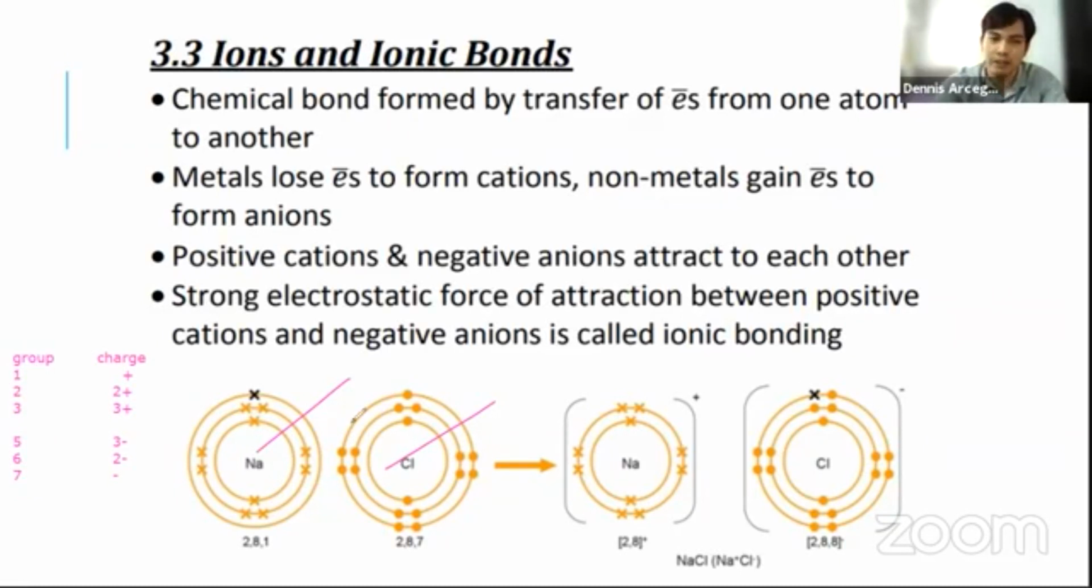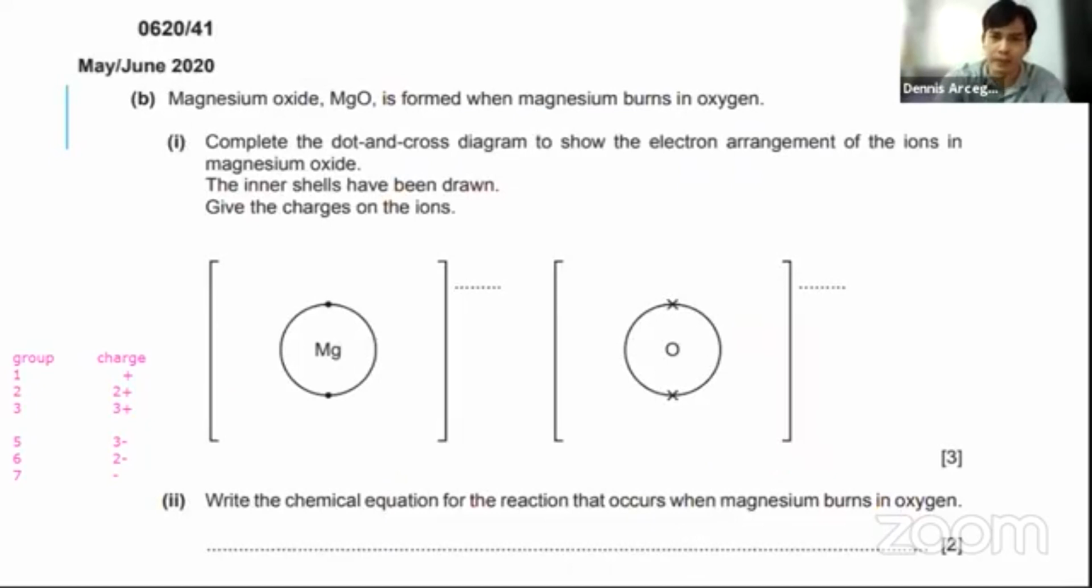That is the one you're going to write there. The group number, I mentioned that earlier. But for the charge, you have to look at the periodic table also. You have to identify the group number, and this will be the charge of those atoms when they turn to ions. Group 1, positive. Group 2, 2 plus. Group 3, 3 plus. 5, 3 minus. 6, 2 minus. 7 is just minus. So you can use the periodic table to analyze that. Now, here's an example of the question. Magnesium oxide, or MgO, is formed when magnesium burns in oxygen.